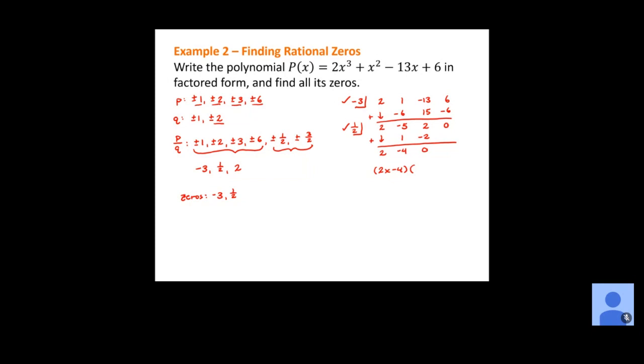If negative 3 is a 0, what's a factor? Okay, so not x minus 3, but x plus 3, right? So we know that x plus 3 has to be a factor because of the negative 3, and we know that x minus 1/2 would be a factor because 1/2 was a 0. Any questions about how I knew that now?